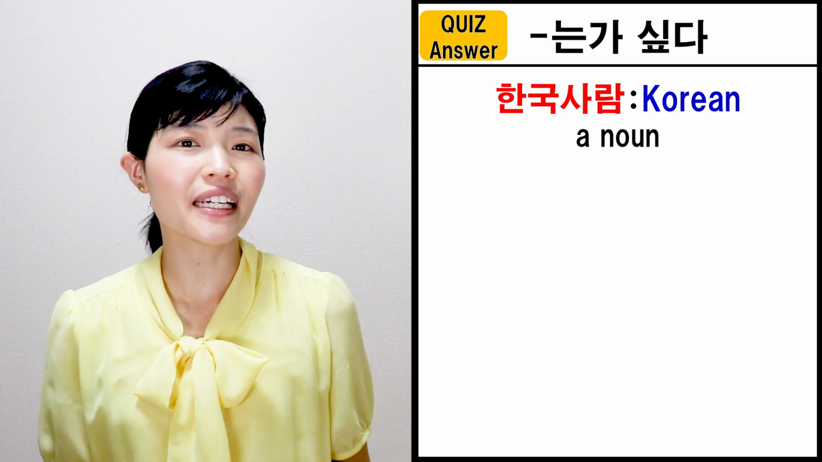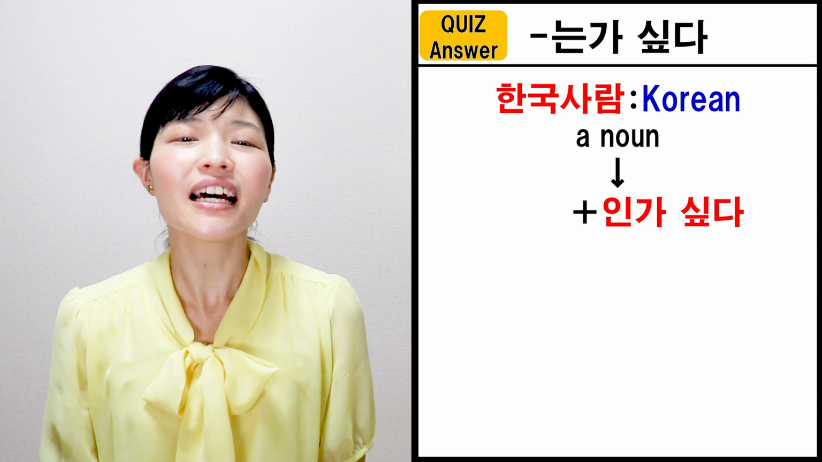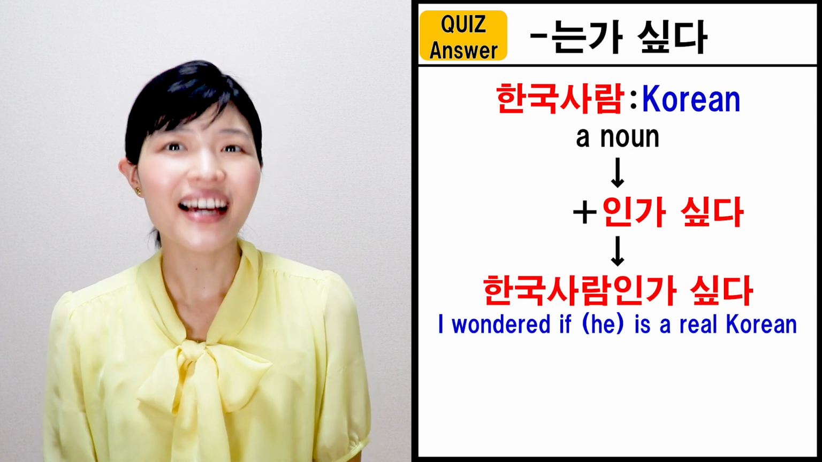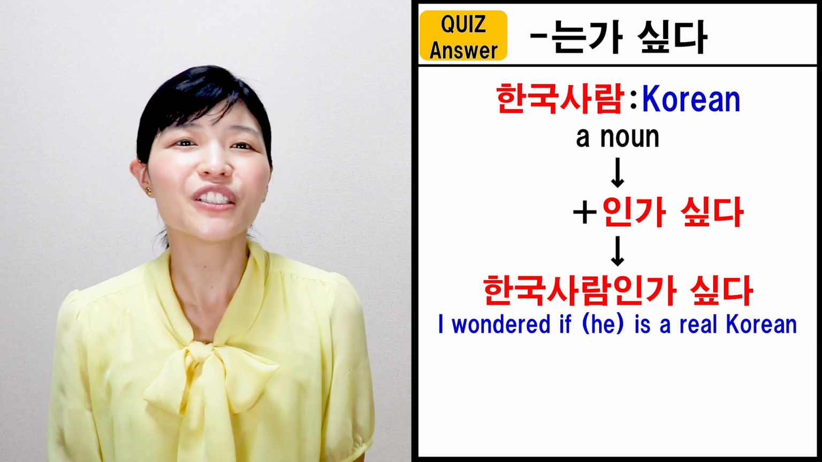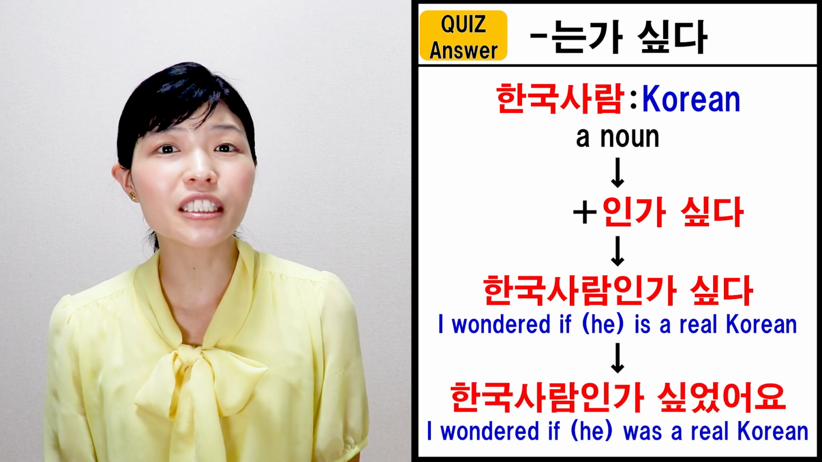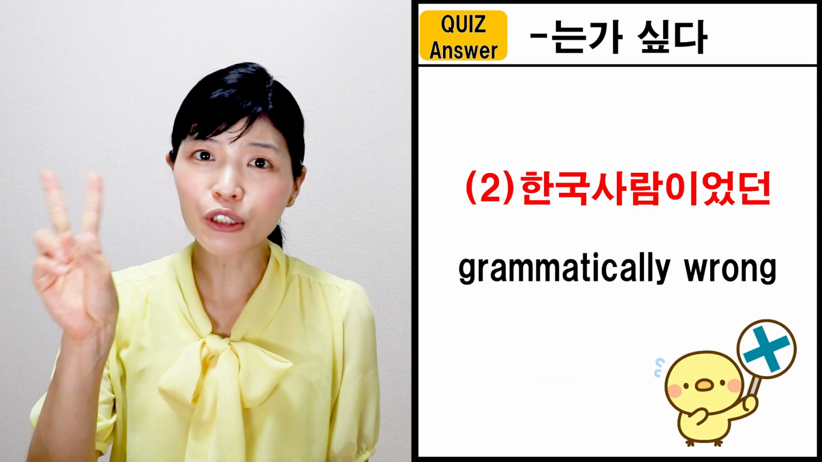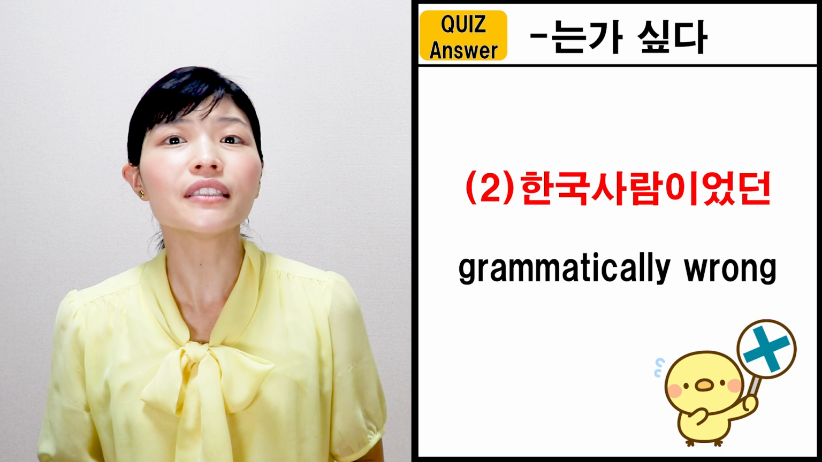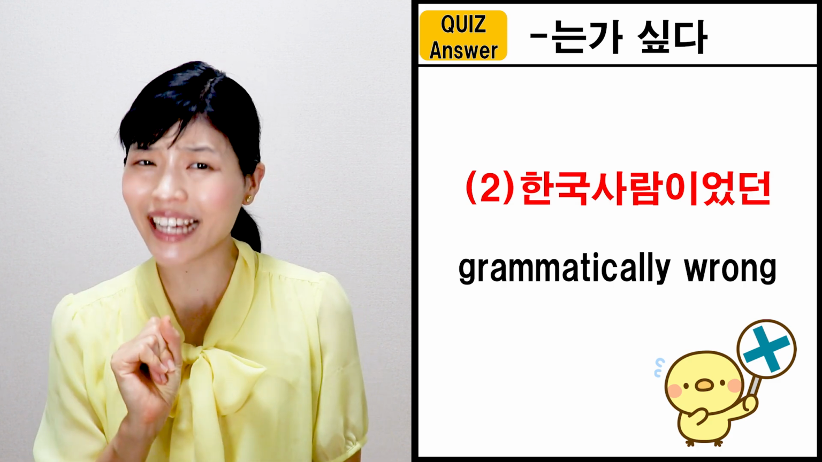한국 사람, a Korean, is a noun. Thus, you add 인가 싶다 to make 한국 사람인가 싶다. In addition, since I wondered is in the past tense, you say 한국 사람인가 싶었어요. I wondered if he was a real Korean. Number 2. 한국 사람이었던 싶었어요 is grammatically wrong, so don't pick it next time.